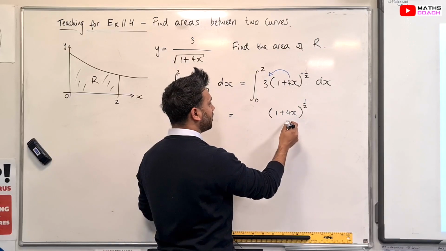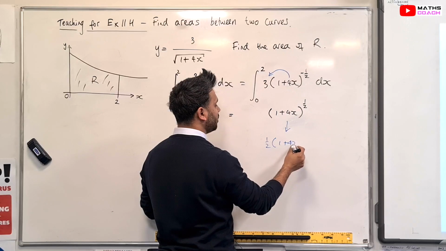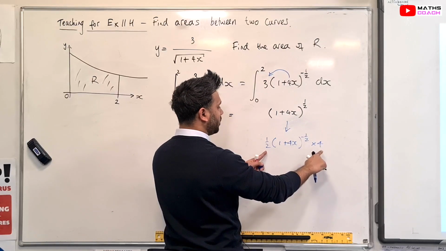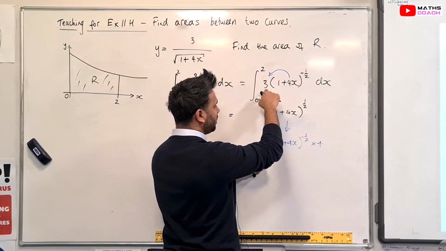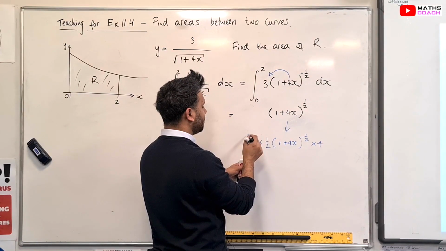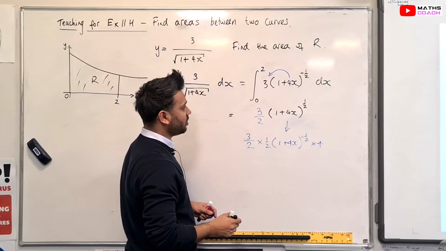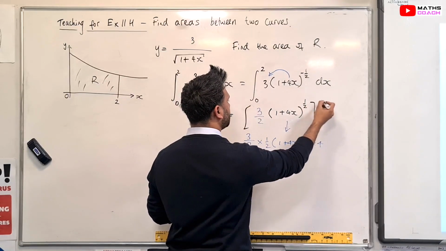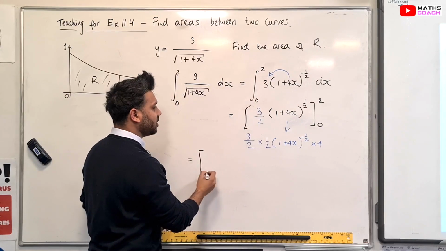And if you differentiate this, we get a half, bracket 1 plus 4x to the power of minus a half, times by 4. So in other words, we have 4 times a half, which is 2. Well, we don't want a 2, we want a 3. So we're going to cancel the 2 off by multiplying by a half, and times it by 3. So altogether, our multiplying adjustment is 3 over 2. And we're going between 0 and 2.